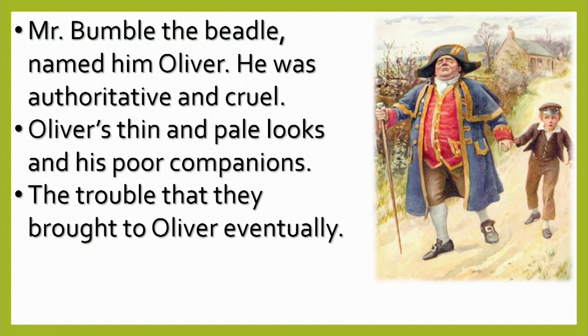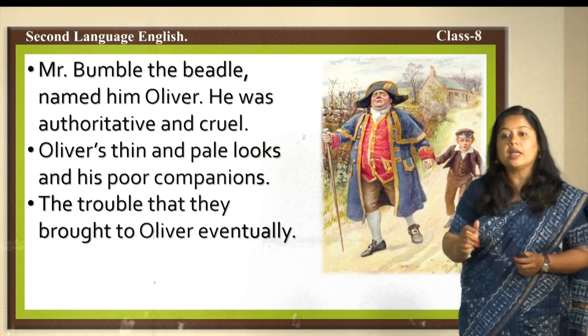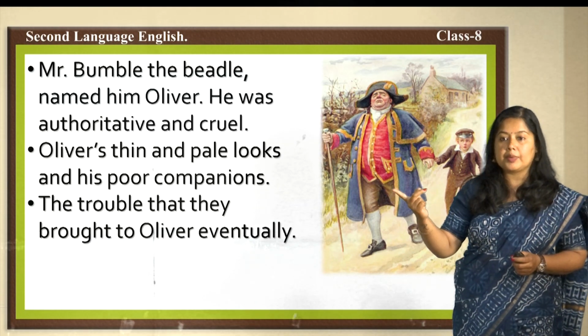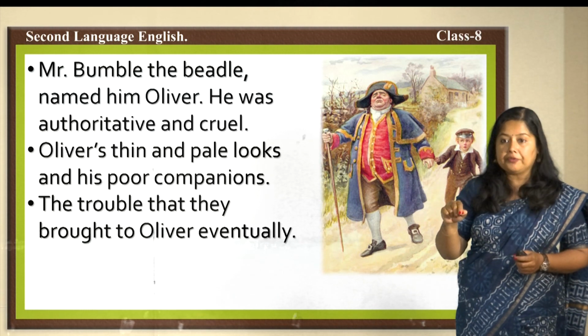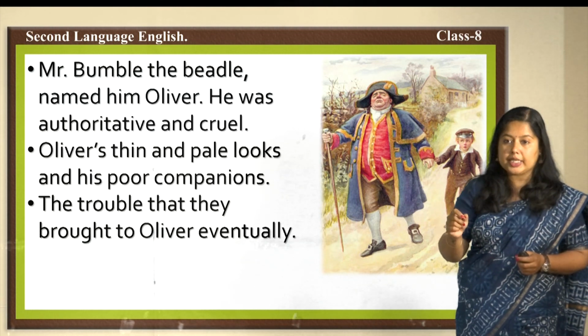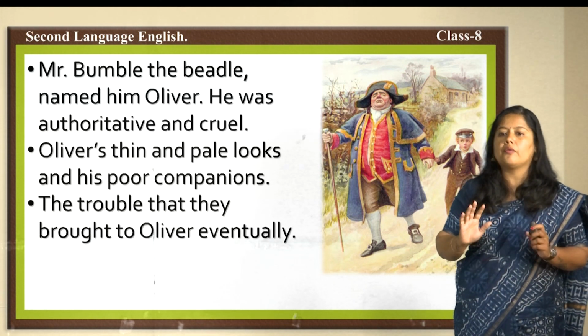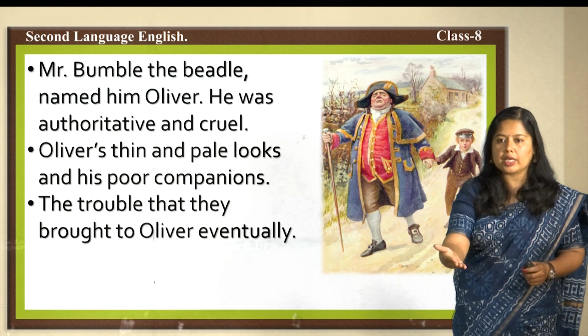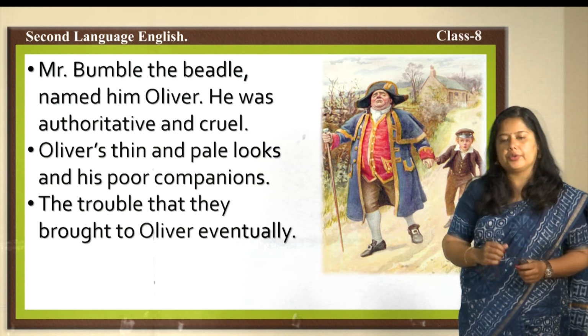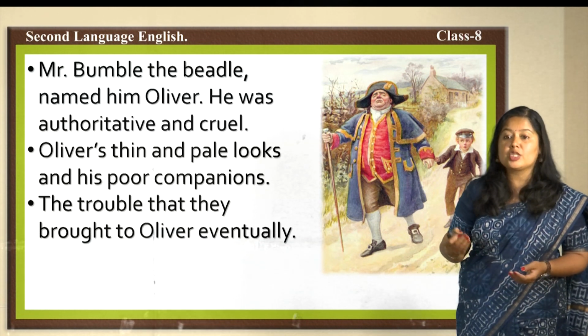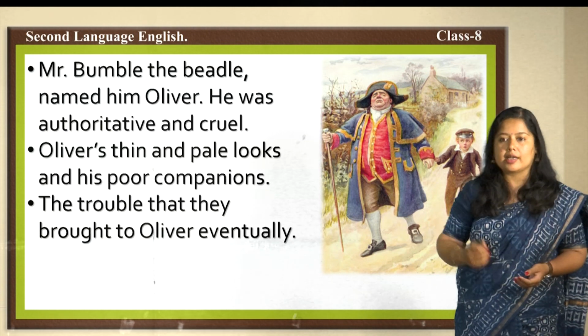So, what they suggested to Oliver was to go and ask for more, because none of them had the courage to go and ask Mr. Beadle for more food. If asked, they would be beaten, they would be scolded. So, all of the kids were very afraid of going to him and asking for more food. And whom did they choose? They chose Oliver to go and ask.